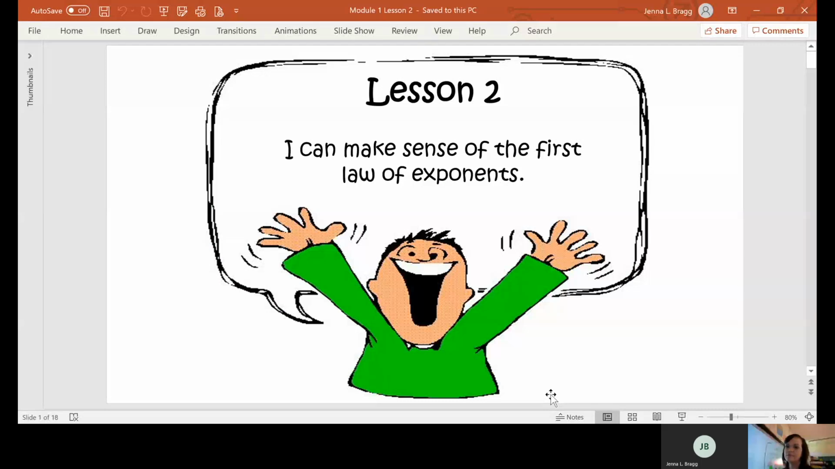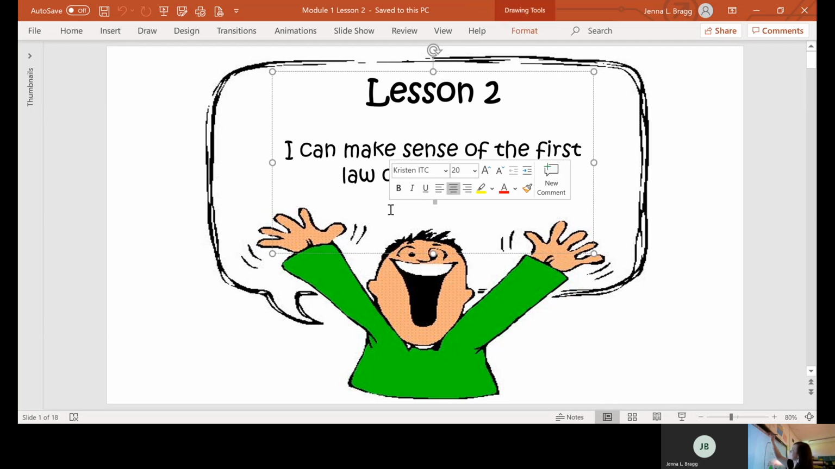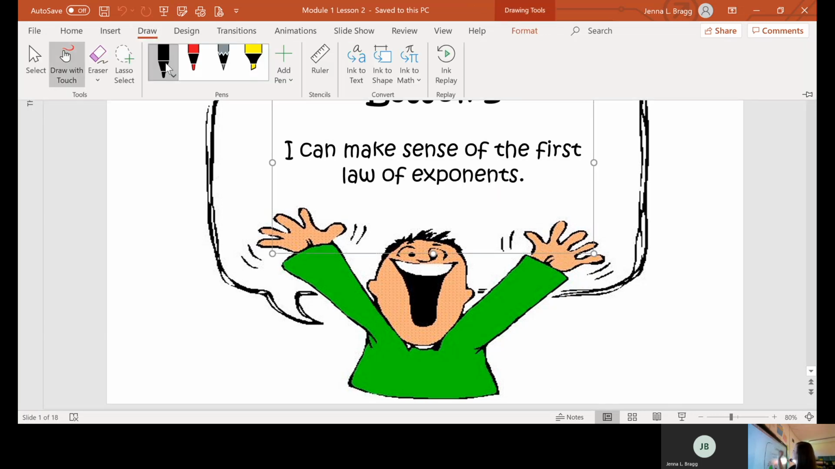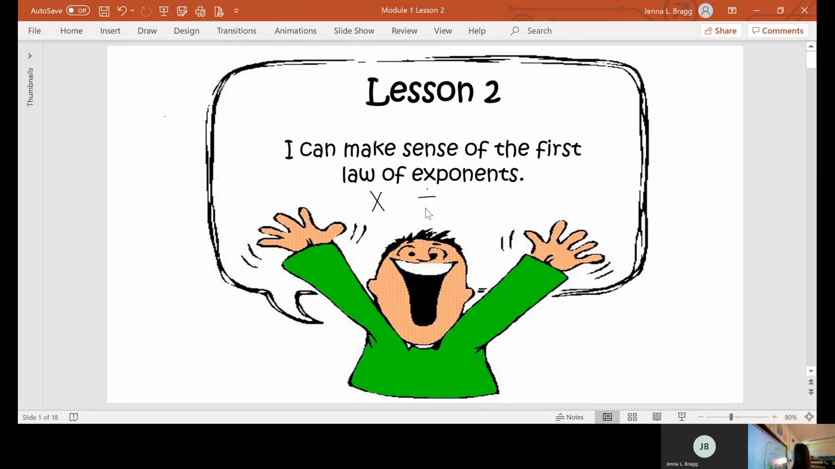Okay, in lesson 1, we talked about what exponents were and what each part of it means. Today, we're going to make sense of the first law of exponents. The first law of exponents deals with multiplying and dividing bases with exponents.